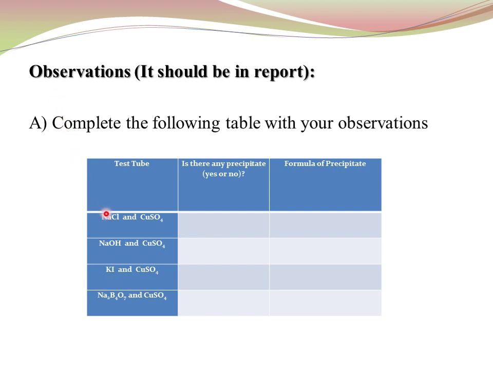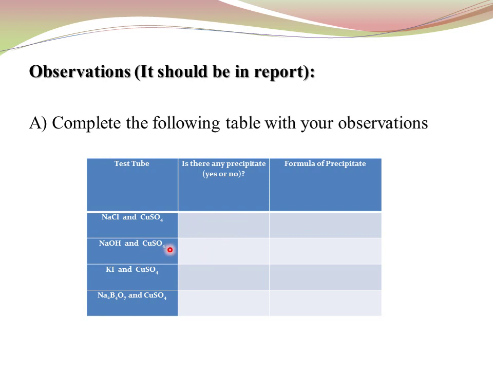Now the observation. Here you have 4 tubes for reaction. Reaction number 1, NaCl with copper sulfate, sodium hydroxide with copper sulfate, potassium iodide with copper sulfate, and sodium borate with copper sulfate. Here write, is there any precipitate? Just write yes or no. In reaction number 1 there is no precipitate, so no.